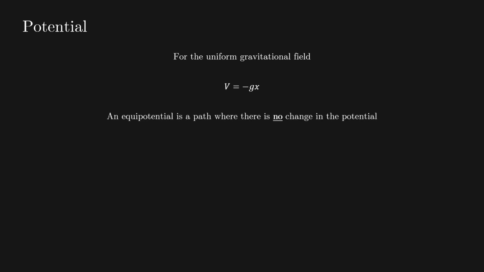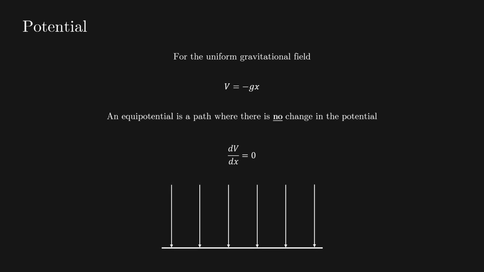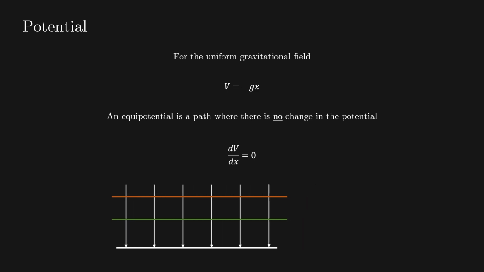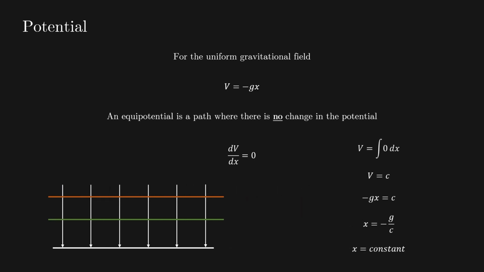An equipotential is the path taken that causes no change in the potential. In other words, the rate of change of potential with respect to displacement is zero. For uniform fields, it's easy to understand that an equipotential is a straight horizontal line. But we can do some maths to verify this is indeed true.